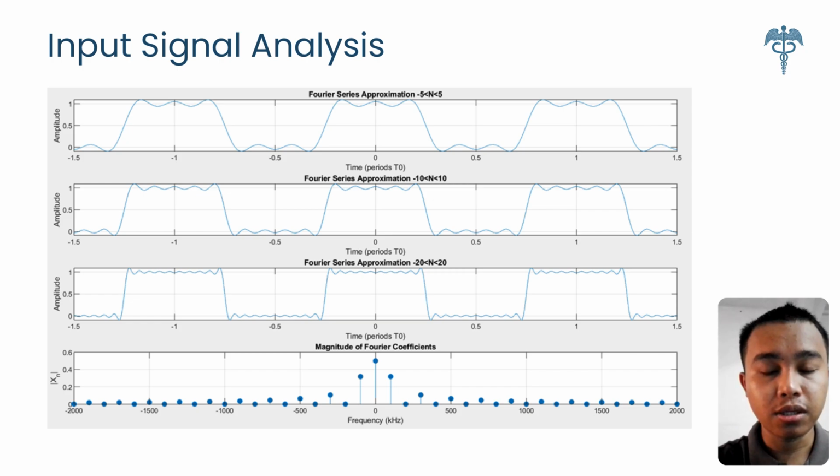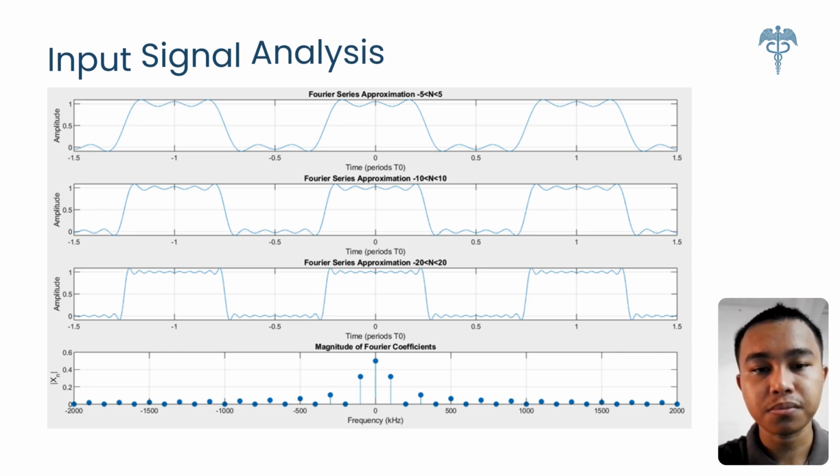We use the Fourier series to build our square wave by adding sine waves together. On this slide, you can see how the signal becomes more accurate as we add more harmonics from 5 up to 20. The small ripples you see are an expected effect known as the Gibbs phenomenon. The bottom plot shows the signal's frequency spectrum. As expected, for a 50% duty cycle square wave, it has a DC component and energy spikes only at the odd multiples of our 100 kHz fundamental frequency.